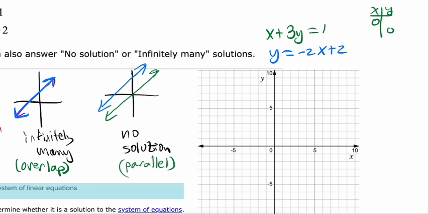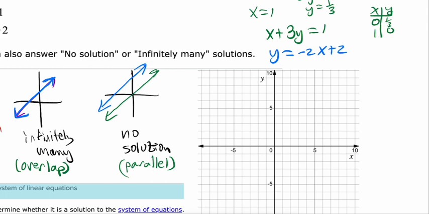Okay. So if I plug in 0 for my x, so that would be this one right here. So if 0 is my x, that term's going to go away. And I'm going to get 3y equals 1 or y equals 1/3. Okay. If I plug in 0 for my y, this term's going to go away. And you just immediately get that x equals 1.